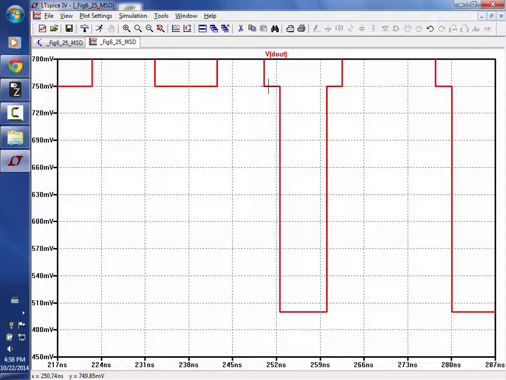So the period of my main clock is 10 nanoseconds and I have 4 paths. So the distance between rising edges is 2.5 nanoseconds. If I look at this, the distance is 2.5 nanoseconds, so my effective sampling frequency is 400 megahertz. Okay, so my output's changing at 400 megahertz.